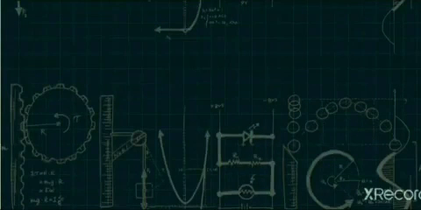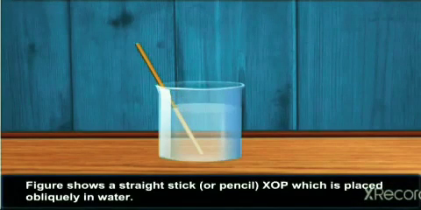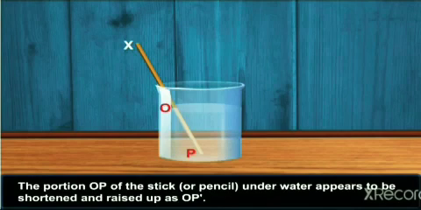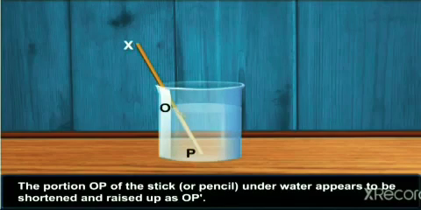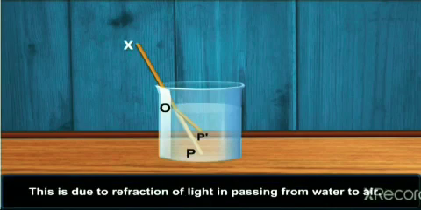Bending of a stick underwater. The figure shows a straight stick or pencil, XOP, which is placed obliquely in water. The portion OP of the stick or pencil underwater appears to be shortened and raised up as OP'. Why is this? Well, this is due to refraction of light in passing from water to air.